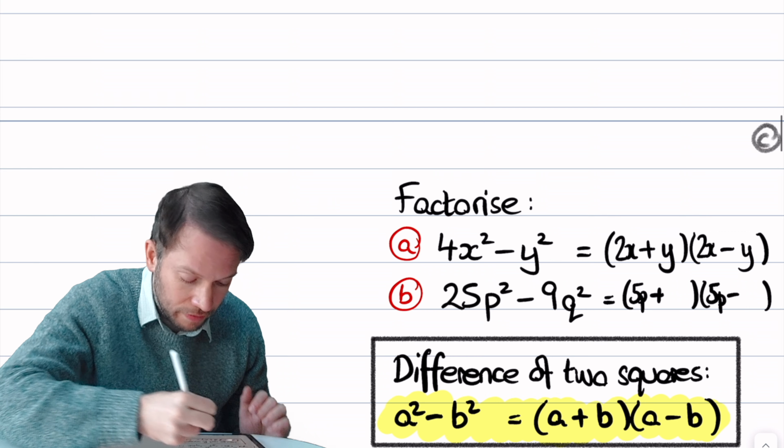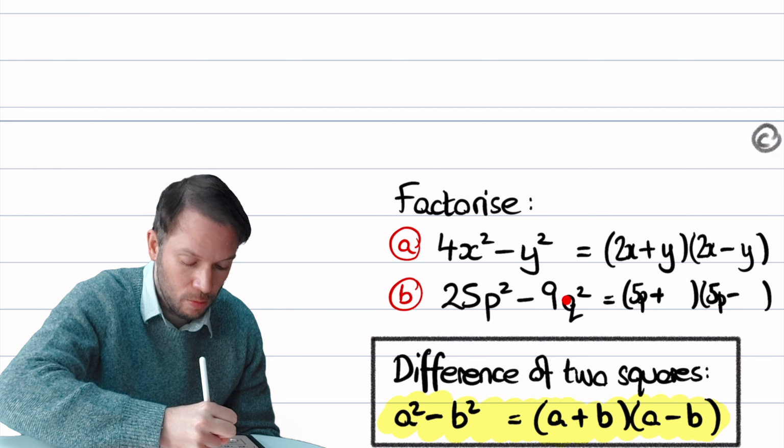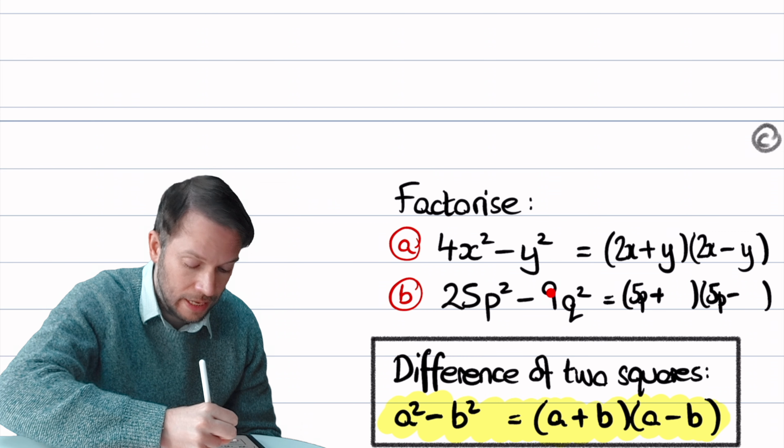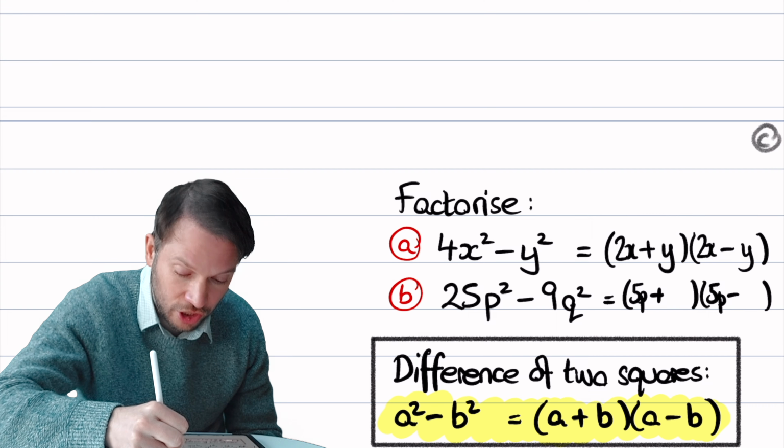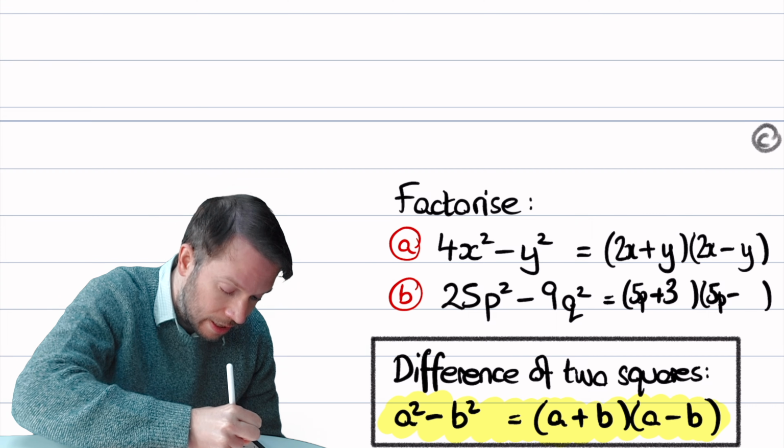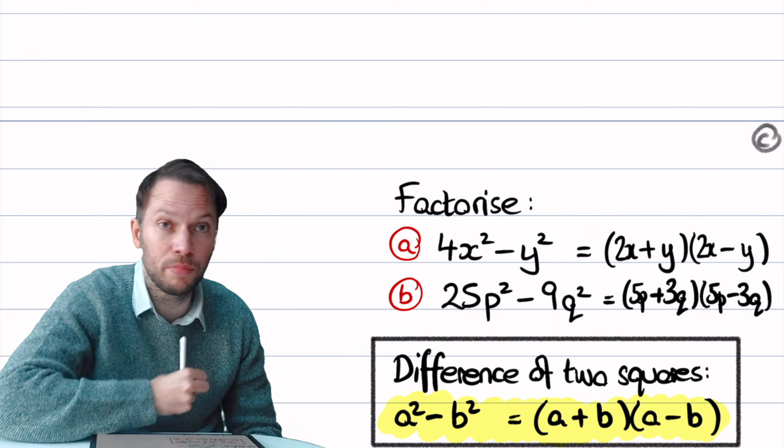And what's the square root of the second term, the 9q squared? Well, the square root of 9 is 3, and the square root of q squared is just q. So we get 3q as the second term of each bracket. And we're done.